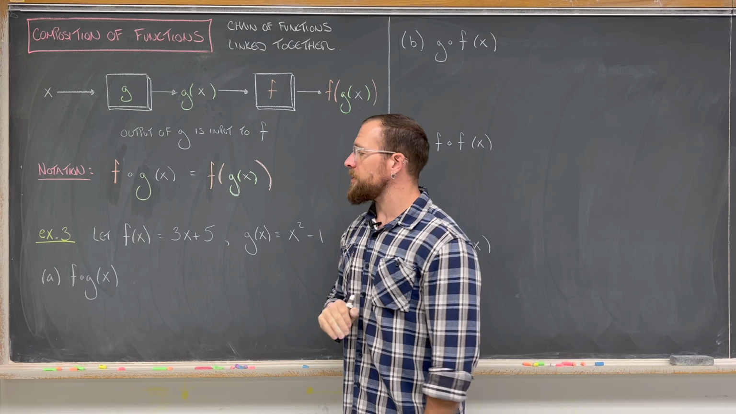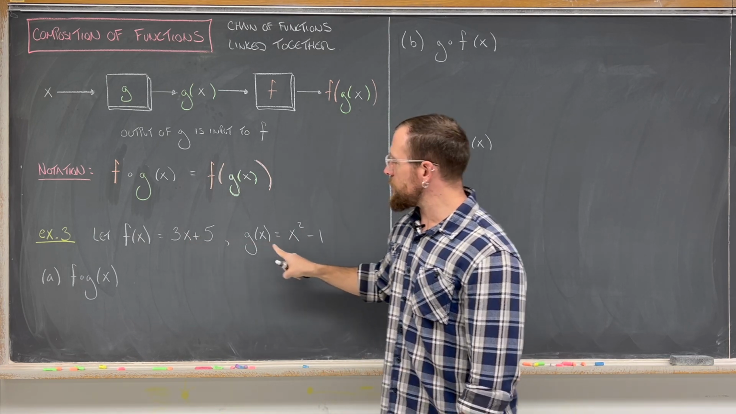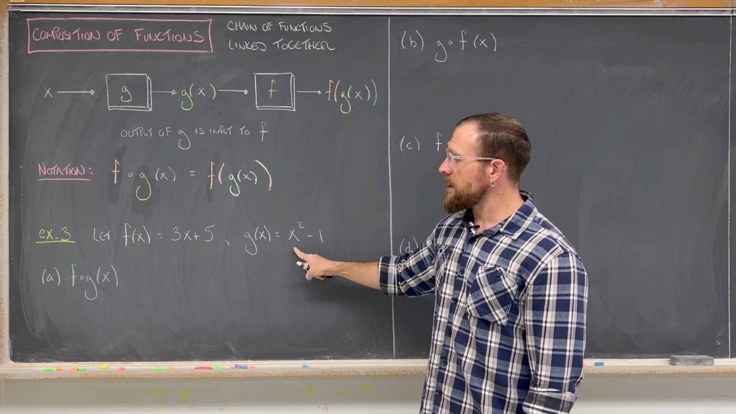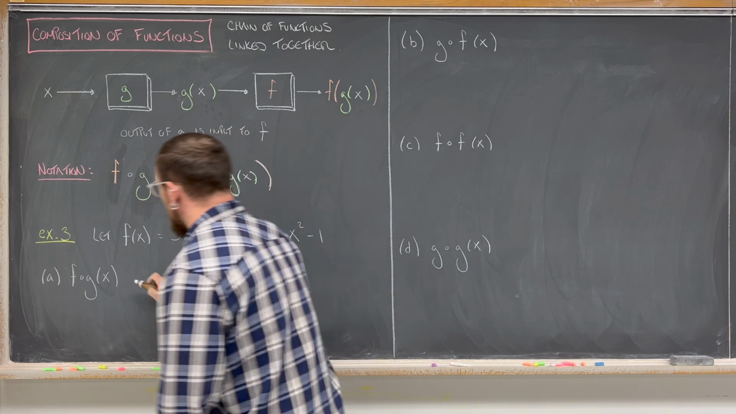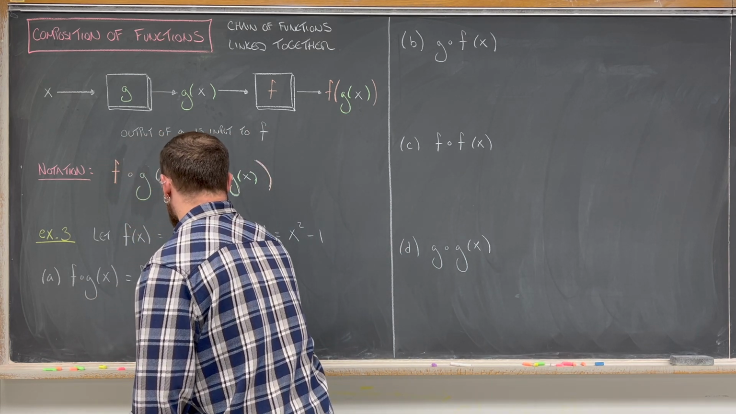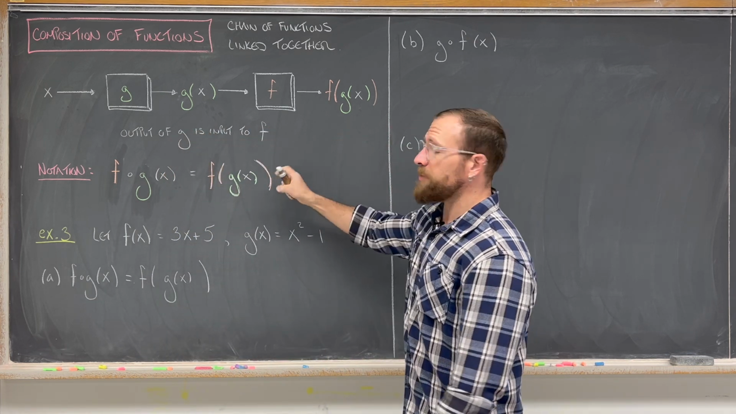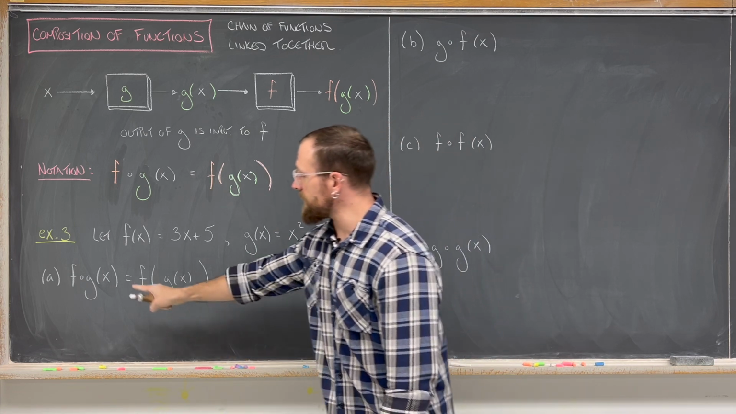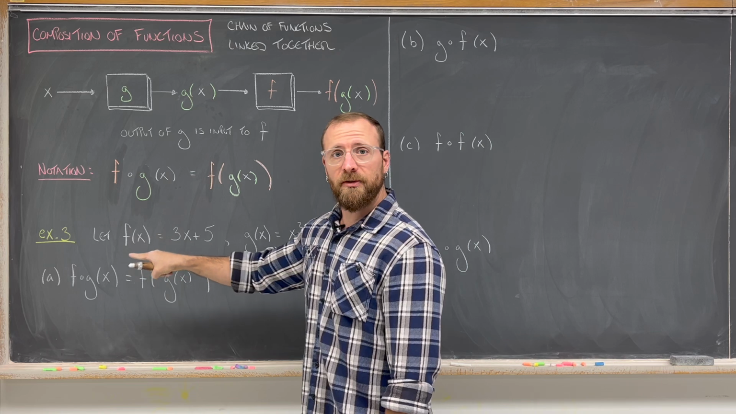So let's look at an example. I give you two functions. f of x is 3x plus 5. g of x is x squared minus 1. What's f of g of x? Okay, let's see. Well, first of all, I'm going to say this is f of g of x. Cool. That's by definition what that set of symbols on the left means. Now, that means we're going to have to plug something into f.